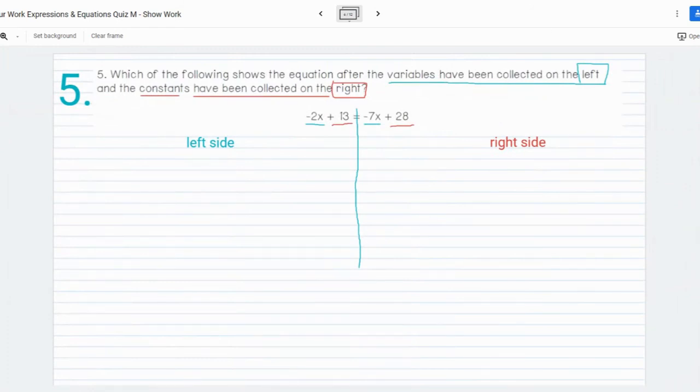Question number 5. Which of the following shows the equation after the variables have been collected on the left and the constants have been collected on the right? Now you'll notice that I underlined in blue what goes on the left, and I underlined in red what goes on the right. Now you have to follow your steps by adding or subtracting to zero out a number on one side and then do the exact same thing on the other, just like we've been doing when we do the steps for solving equations.